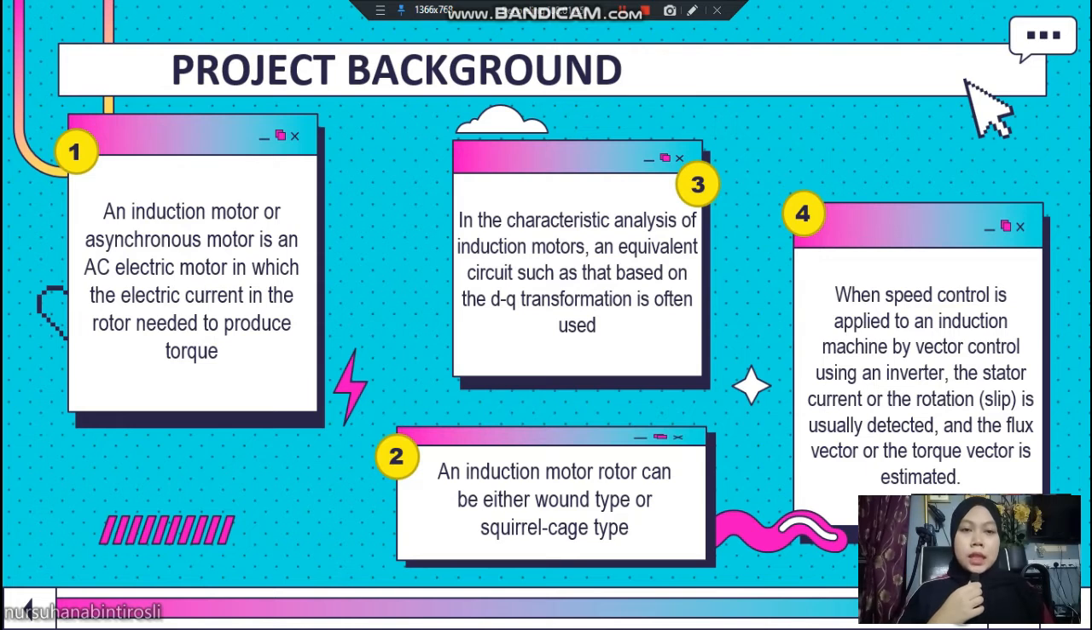And lastly, when speed control is applied to an induction machine by vector control using an inverter, the stator current or the rotation, which is slip, is usually detected, and the flux vector or the torque vector is estimated. It is very important in such a case to determine how the observer, which is the estimation algorithm, should be formulated with the detected stator current or the rotation, which is slip, as the parameter.